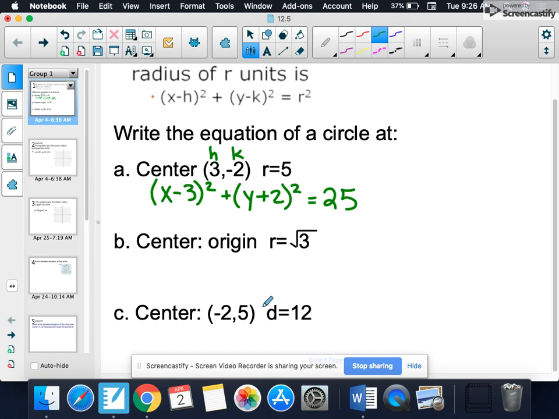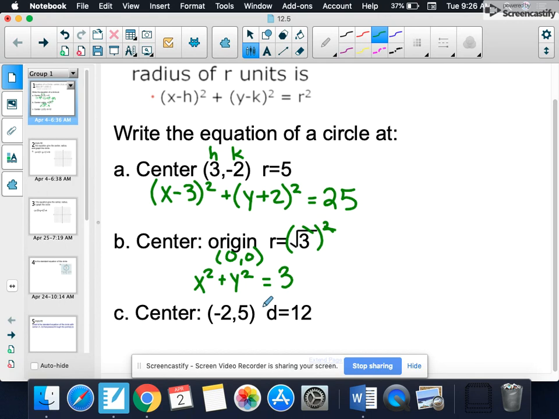Next one, same concept. Now at the origin, that means that I'm going to have the center at point 0, 0. So I don't really have to fill in anything for h and k, so I can just write that as x squared plus y squared. And that's going to equal the radius squared. Now if we square a square root, those are inverses of each other, so they cancel each other out. So then we're just going to be left with 3 there.